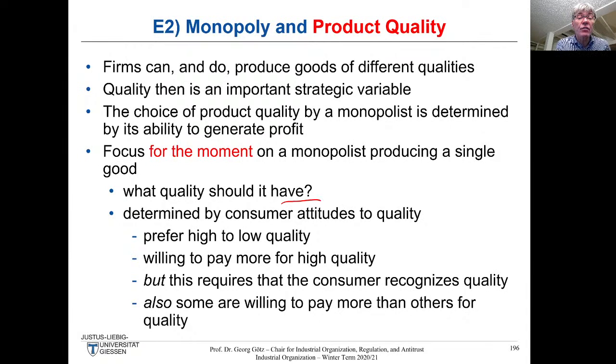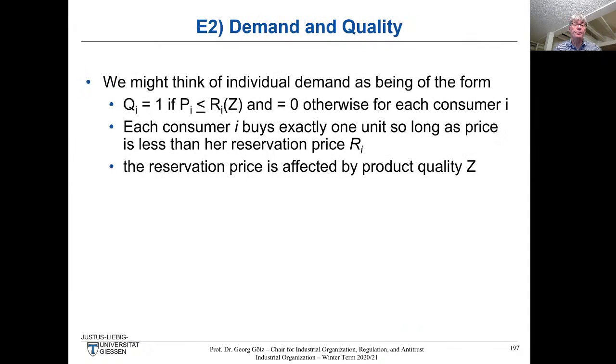And of course, which quality it should have, this decision is determined by the consumer's attitudes to quality. And so what we typically assume is that our consumers prefer high to low quality and therefore are willing to pay more for high quality. But of course, we really need to be able to recognize quality. We need to be able to tell that it's a higher quality. And of course, consumers might be heterogeneous in terms of their willingness to pay for quality. Typically, we will assume that the rich ones, people which have higher incomes, are willing to pay more for a higher quality than people who are poorer. At least that's a standard kind of assumption.